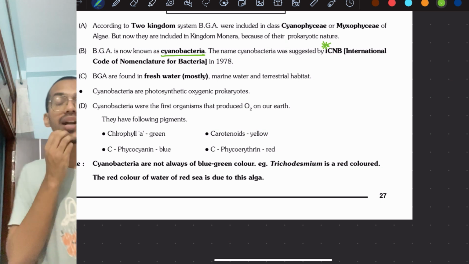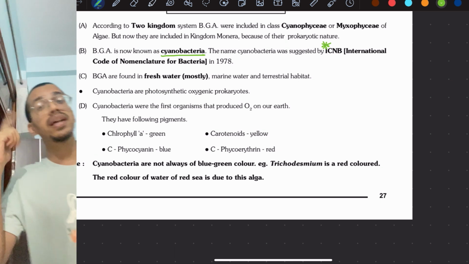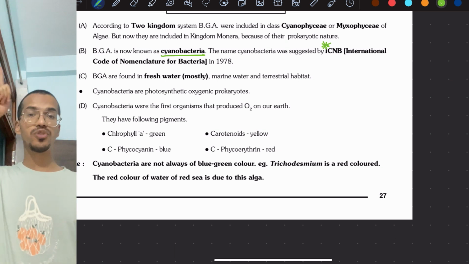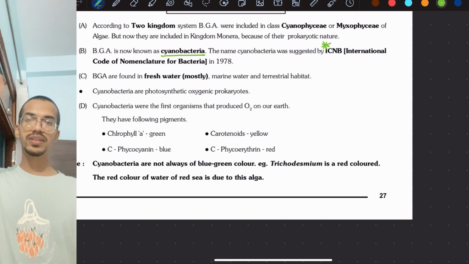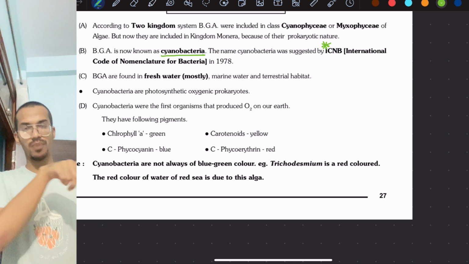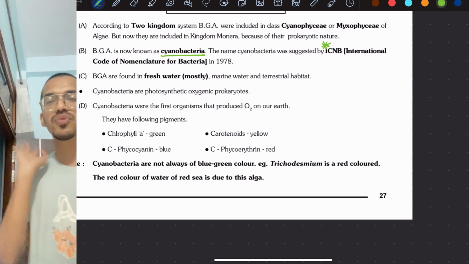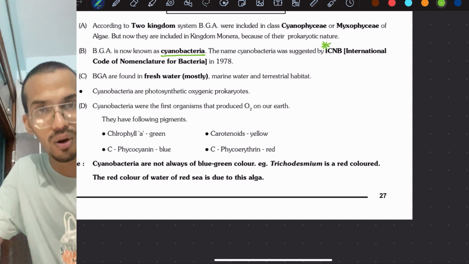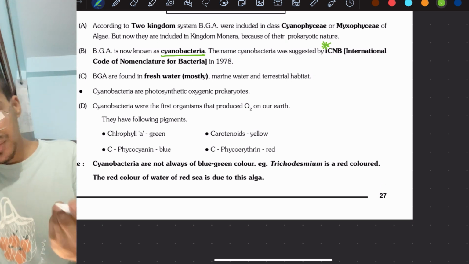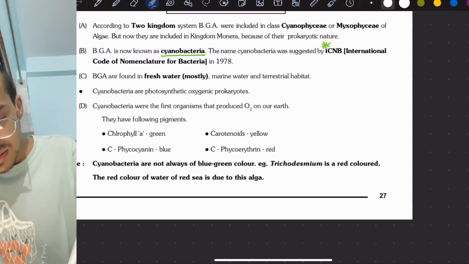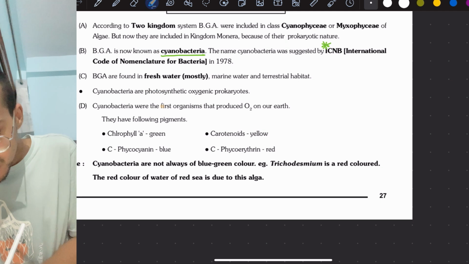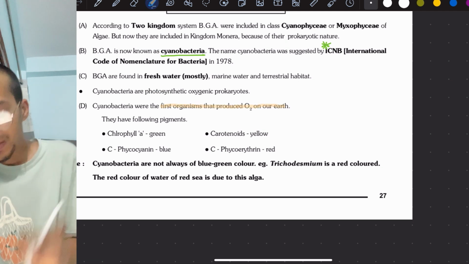If you remember, when I was doing the classification in the last class, I told you that first this comes, then this comes, then this comes. First were the heterotrophs, then the chemoautotrophs, and then the photoautotrophs. These were probably the first photoautotrophic organisms that were formed, that is cyanobacteria. That is why a very important statement is written here, that they are the first organisms that produce oxygen on planet Earth.